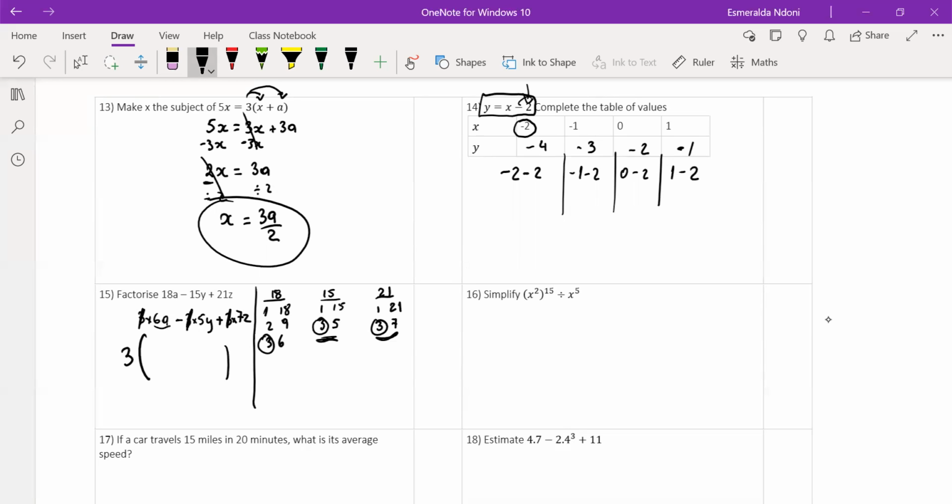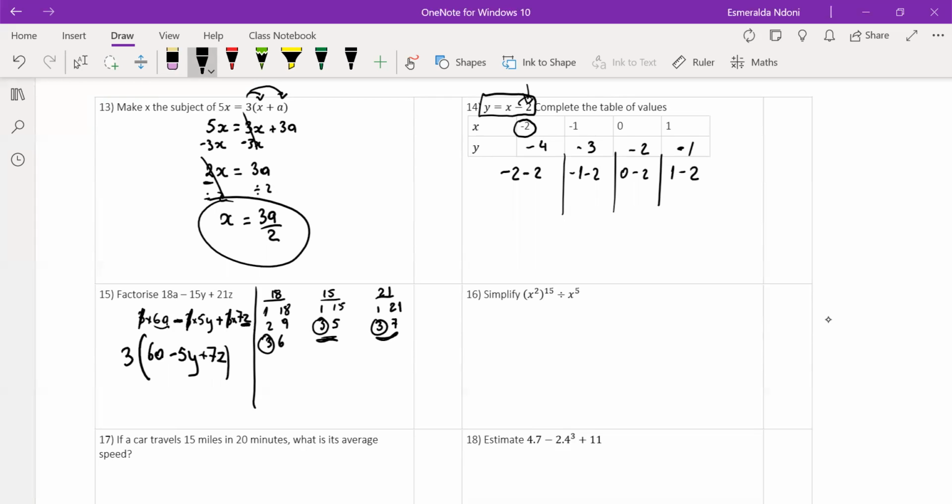In this case, in here is 6a. Then I have the negative 5y. And what I've left on the third one is a 7, positive 7z. And you have finished.